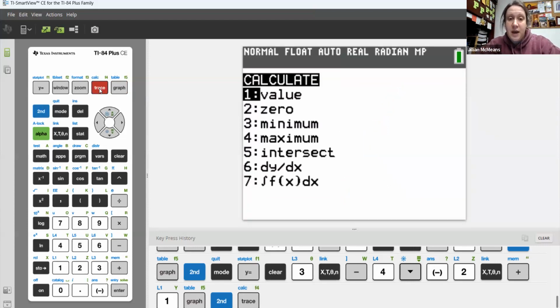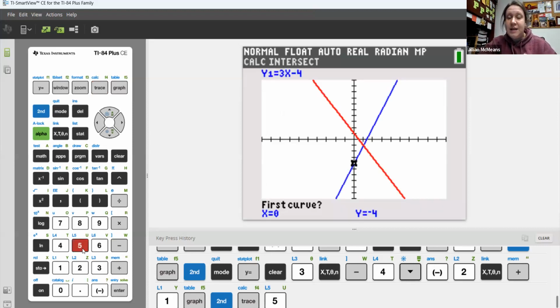Now, here you have these 7 options. The one that we're interested in is option 5. We want to know where these two lines intersect, right? So we choose option 5, and then it's going to ask you a few questions. The first question is going to be, is the cursor on the first curve? It will automatically be on the first curve. The way you say yes is you just hit enter.